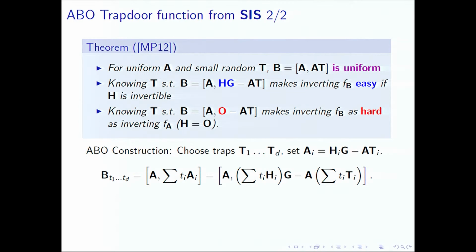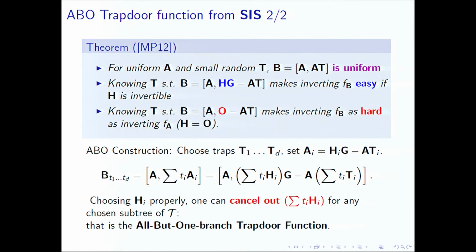And so this is just a trapdoor function, but we can also get a whole tree of trapdoor functions, an ABO trapdoor function, by basically choosing a lot of them with different trapdoors, doing a little bit of linear algebra. We basically just sum them with coefficients, and we get a trapdoor which is the sum of the trapdoors with the same coefficients. And we can play with those, what we call tags, H_i, so that everything cancels out. I mean, this part cancels out exactly for a chosen subtree. So this is what we wanted to do with this all-but-one branch trapdoor function. All right, so this is going to be our starting point.